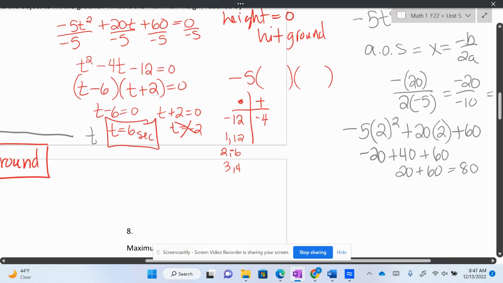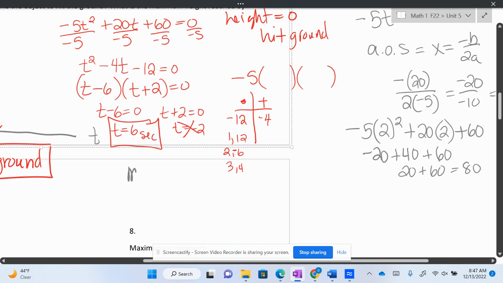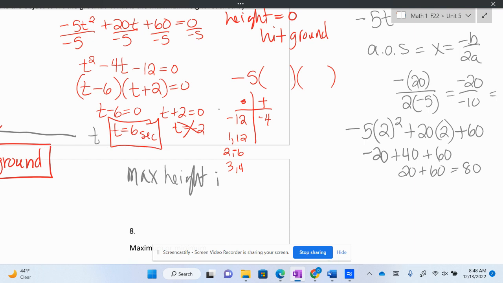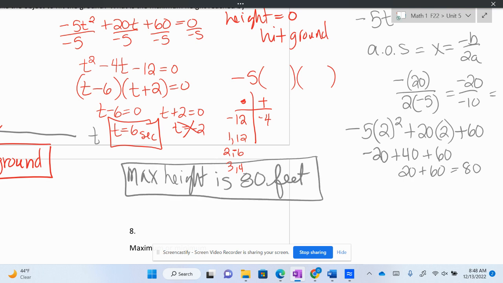So what is the maximum height? What is it? Yeah, it's 80 feet. Max height is 80 feet.